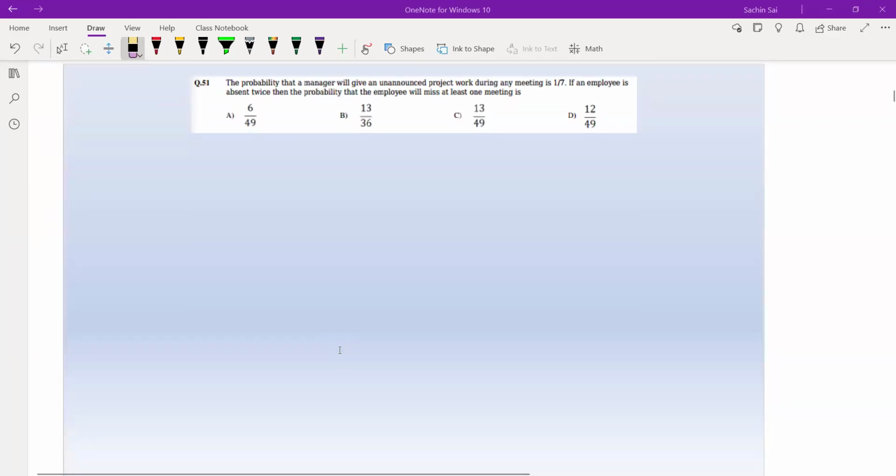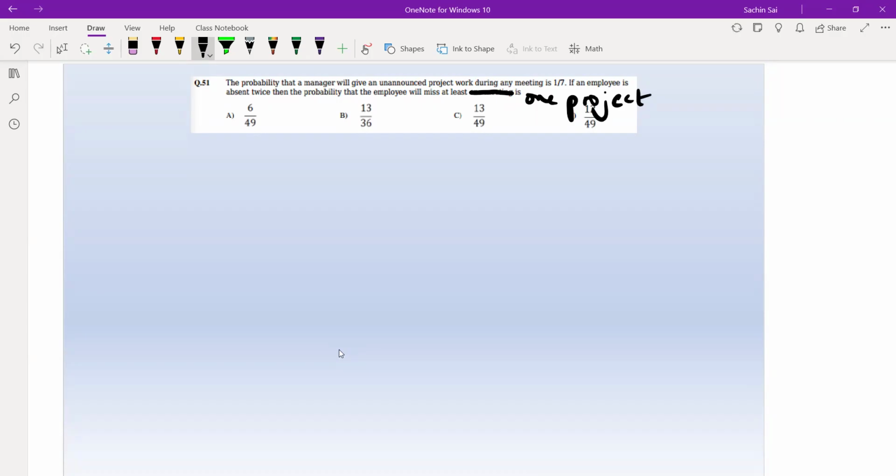So question 51, there are two particular days where an employee is absent. And by the way, I hope this clarification was made in your exam. This is not at least one meeting, it is at least one project. So for the employee to miss at least one project, it means that at least one project should be allocated during those 2 days where the employee is absent, right?